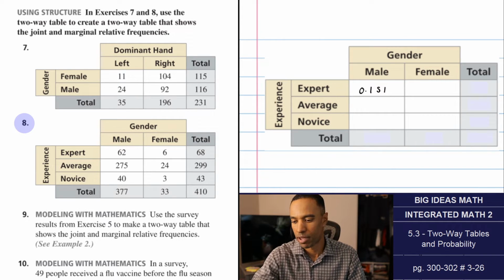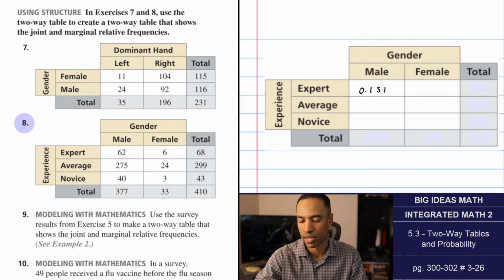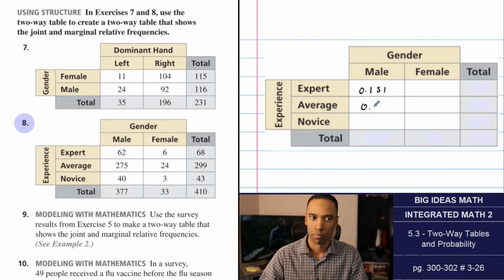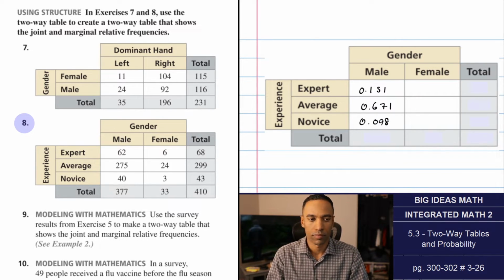275 divided by 410, and 40 divided by 410. So this is 0.671 rounded, and this is 0.098 rounded. Let me show you the calculator.